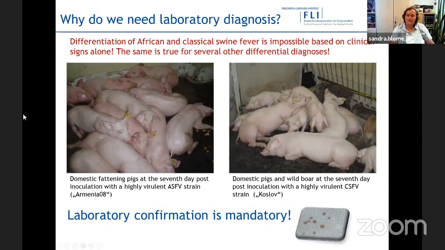I just brought you this picture. On the left-hand side, you see domestic fattening pigs at 7 days post-infection with the highly virulent ASF strain Armenia. So this is the one that is causing our headache. And on the right-hand side, you see domestic pigs and also some wild boar at the 7th day post-inoculation with a highly virulent CSF strain. The only thing that you see is that the animals are sick. They are having fever, they shiver, they don't eat, but in the end, it could be any other disease. So in the end, laboratory diagnosis and confirmation is a mandatory thing.